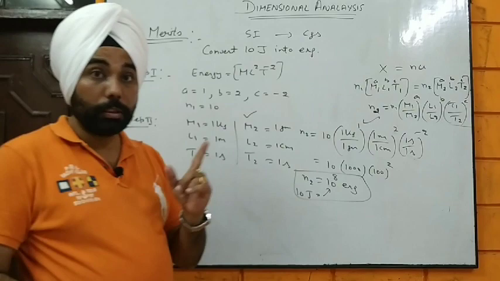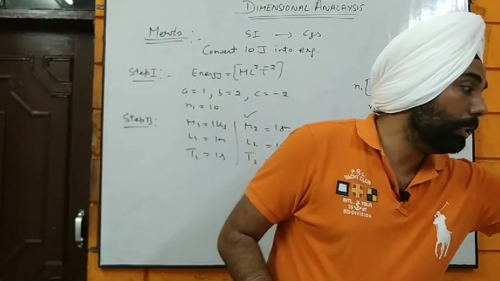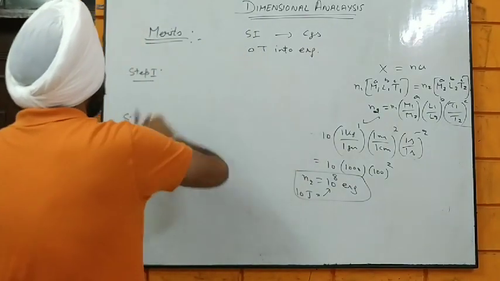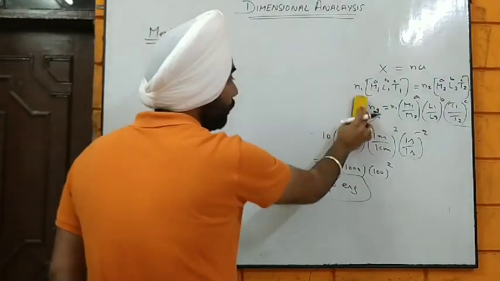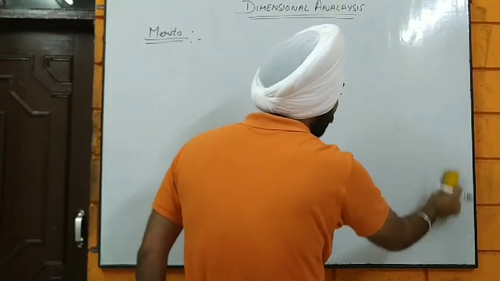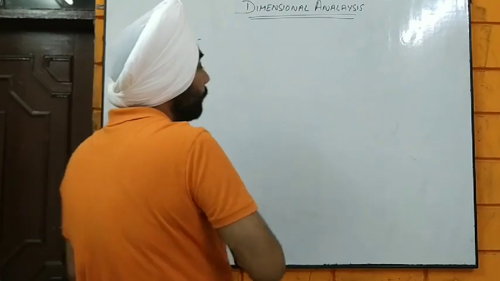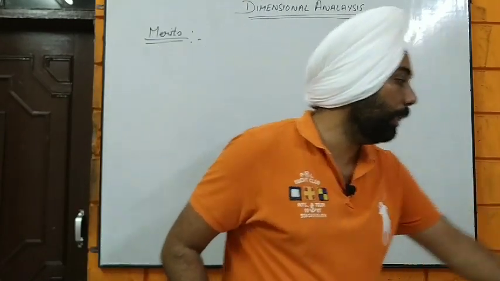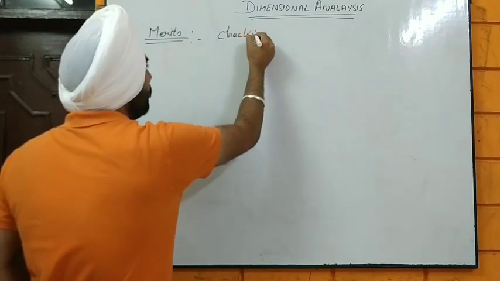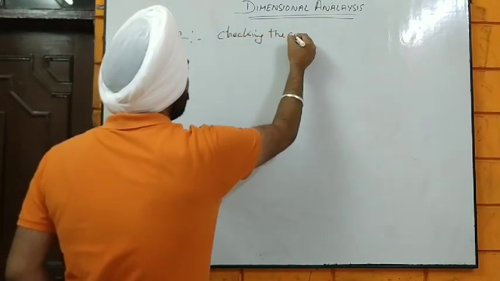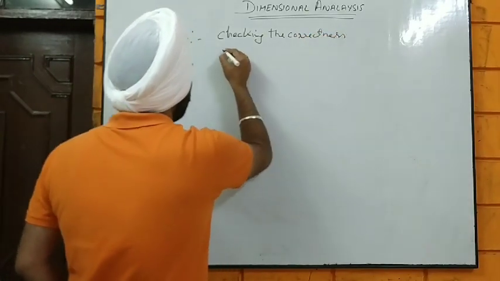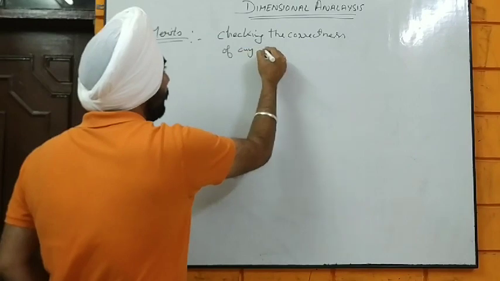Now we are going for the second part, the second use of dimensional analysis. We are discussing applications or merits of dimensional analysis. That was the first use of dimensional analysis. Now the second one is checking the correctness of any relation.